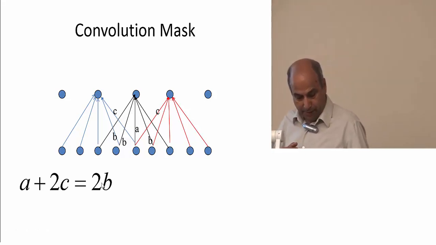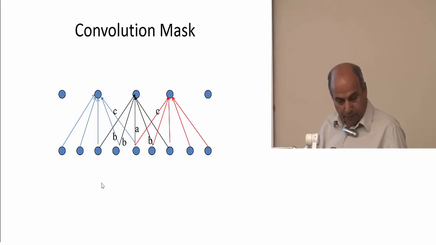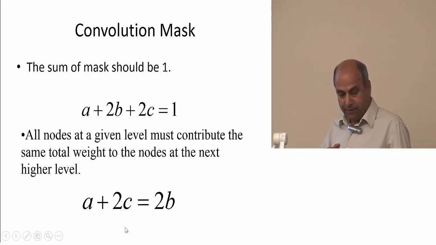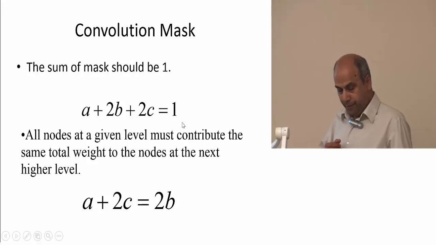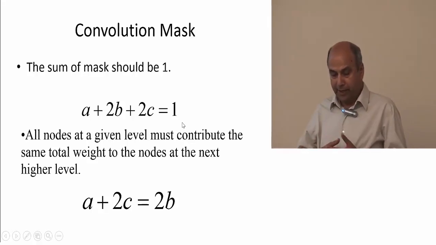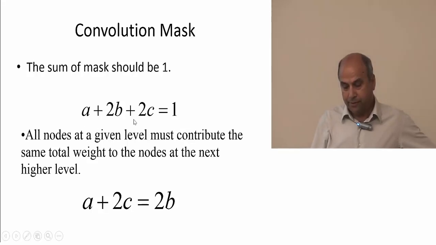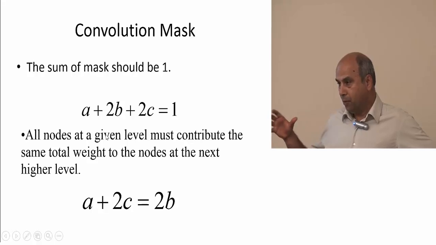That's a constraint. When we put that constraint here, we have A plus 2C is equal to 2B, and we have A plus 2B plus 2C is equal to 1. As you see, we can now simplify this. How? Because A plus 2C is 2B, 2B plus 2B is 4B, which is equal to 1, which means B is equal to 1 upon 4.